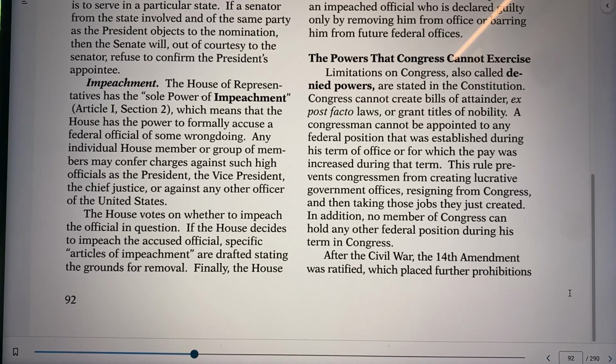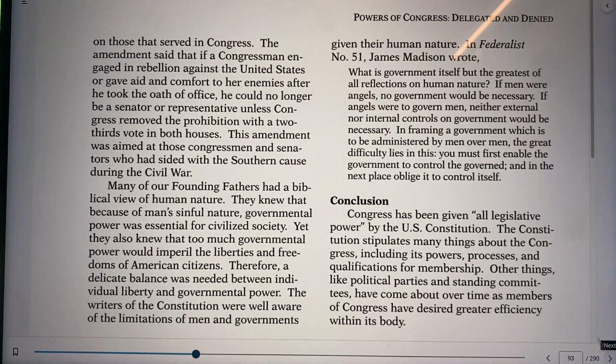That's what it prevents. And also, a member of Congress cannot hold any other federal position during his term in office. So he can't be the governor and a senator both, right? So let's talk about what happened during the Civil War.